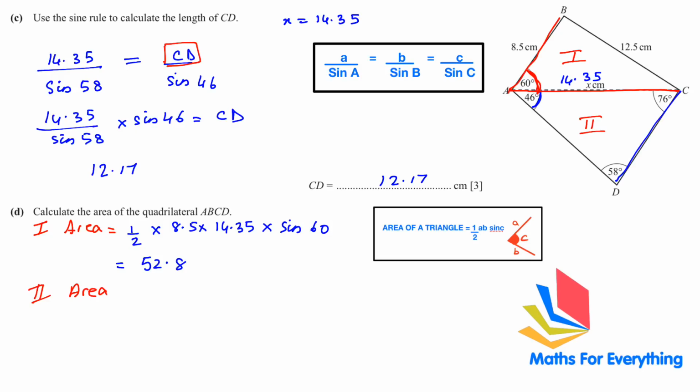We can use this angle here. We already found CD. CD is 12.17. So area is equal to half times the two sides, 14.35 into 12.17, multiplied by sine 76. That is 84.7. Now we are going to add the two areas together for the total area.